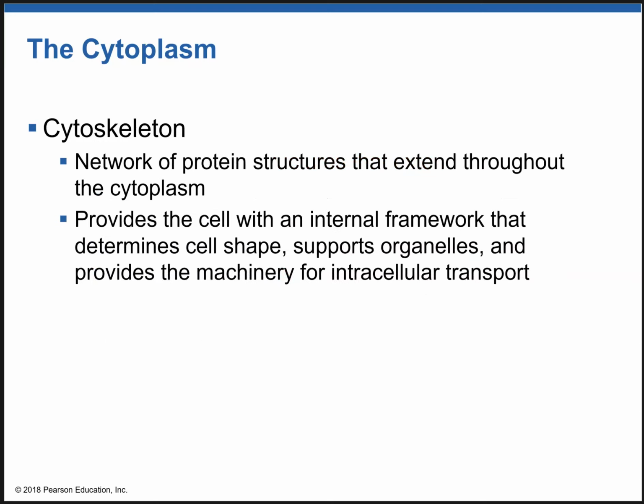So the next part of the cell is the skeleton of the cell. The skeleton structure of the cell is known as the cytoskeleton. Cyto means cell and skeleton is the skeleton which provides the structure to the cell. The skeleton of the cell can be made up of 3 different types of filaments. And these 3 filaments together provide an internal framework that determines the cell shape and supports cell organelles.